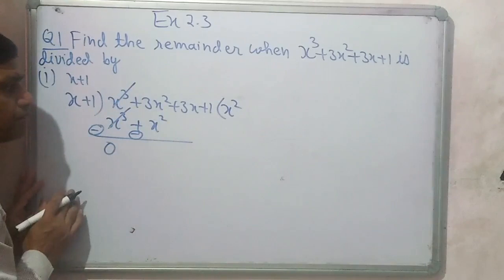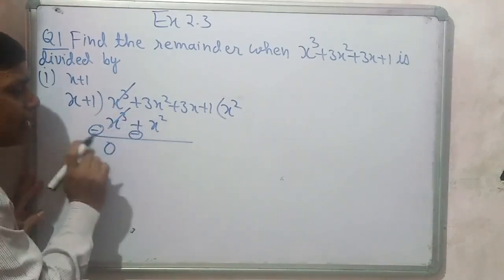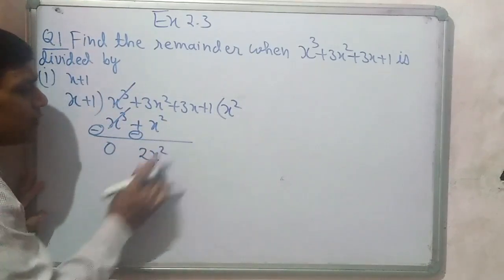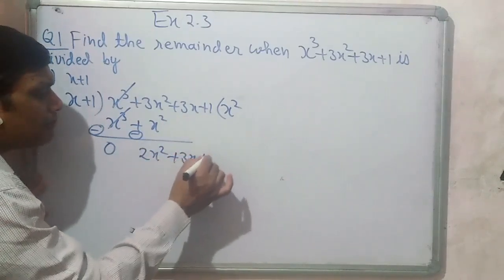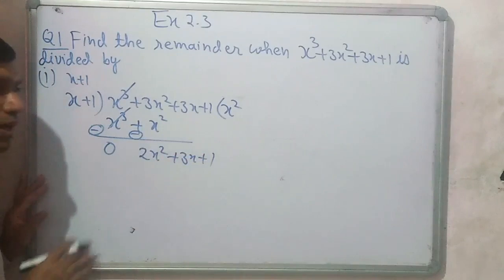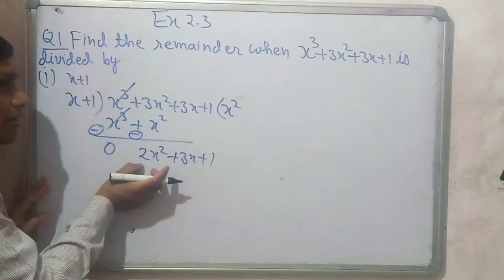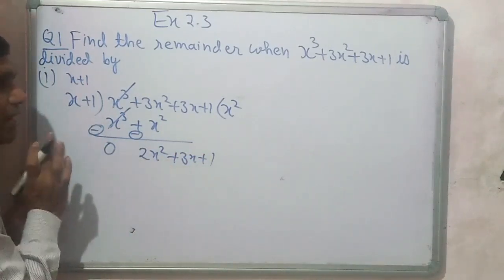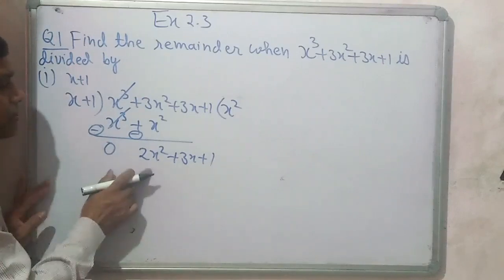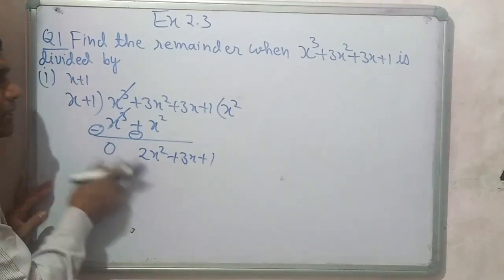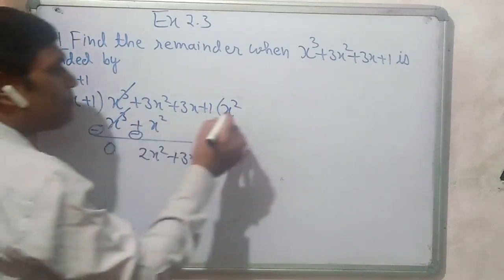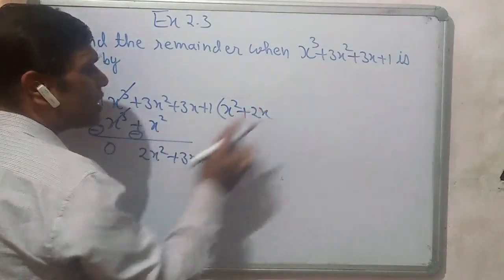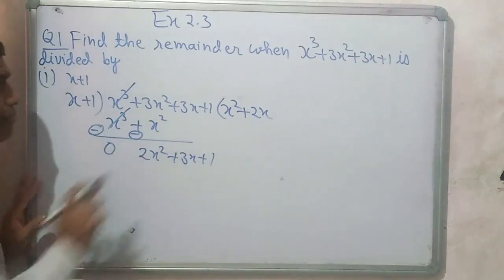This will give us 0. 3x square minus 1x square will give us 2x square. Then we have plus 3x plus 1. Next, what we have to do? Largest degree term divided by largest degree term. 2x square upon x will give us positive 2x. So positive 2x is the second term.